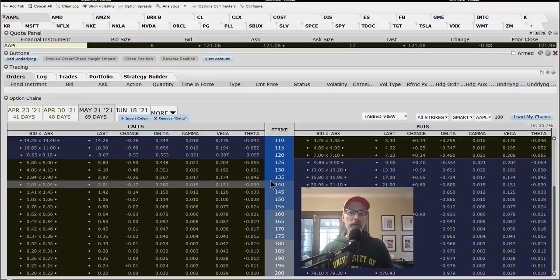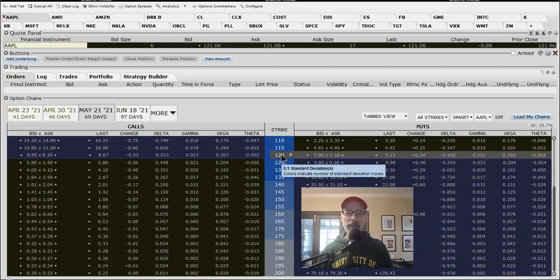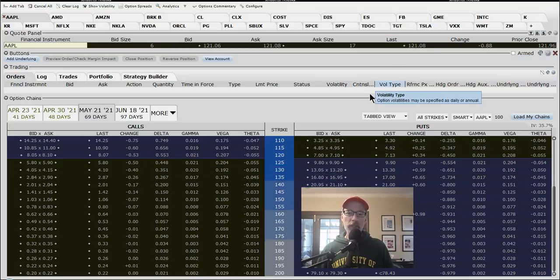and we look at, we were looking at the 160. So the 120 calls were considered at the money. The strike price is very close to the current stock price, 120, 121.